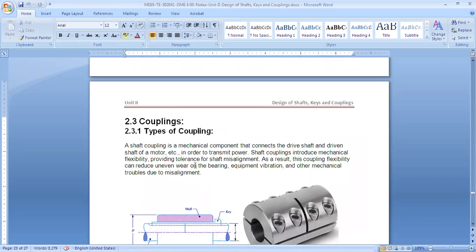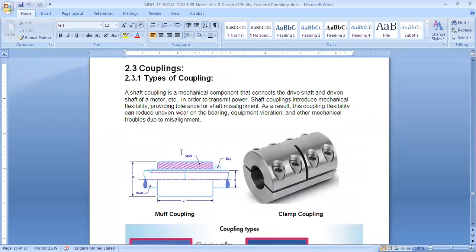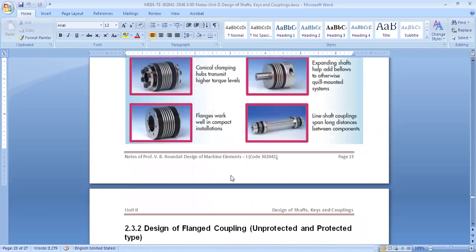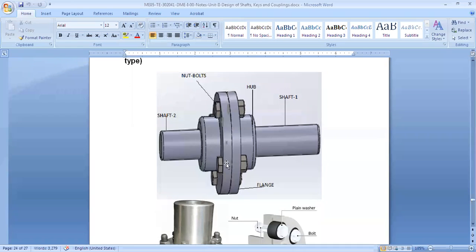So now we know what couplings are. Couplings are used to transmit power from one shaft to the other shaft, right? They are rotating elements, and we have gone through different types of couplings: muff coupling, clamp coupling, the conical coupling, flange coupling, and now we will see a design of a flange coupling. So now this diagram shows you the flange coupling.